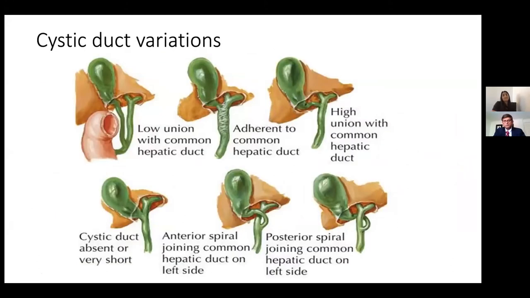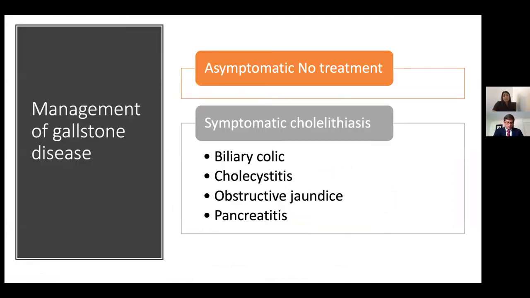And these ones are often missed, but they should really be clipped to avoid a bile leak. Now, in terms of cystic duct variations, it's good to be aware of them, because they can cause a lot of technical difficulty in identifying the cystic duct. So if you have a cystic duct that joins quite low to the common hepatic duct, then there's a risk of injuring the CBD. A cystic duct that's adherent to the common hepatic duct needs to be identified in a proper way to avoid injuring the common hepatic duct. And again, you can have a short cystic duct, or one that spirals right in front of the common hepatic duct or posteriorly. And these are just some of the variations that could be found.